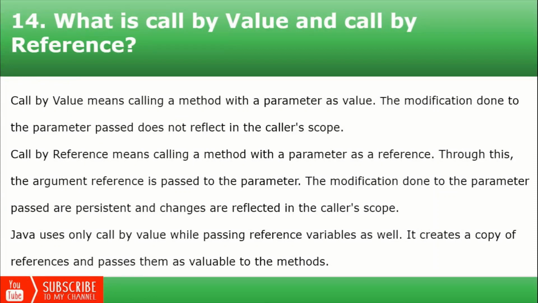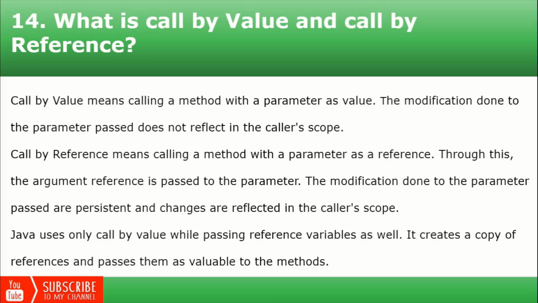One of the most famous questions asked in Java is: what is call by value and call by reference? To answer that, call by value means calling a method with a parameter as a value. Whatever modification is done to the parameter which is passed will not be reflected in the caller scope itself. That will remain in the local context of the called method.